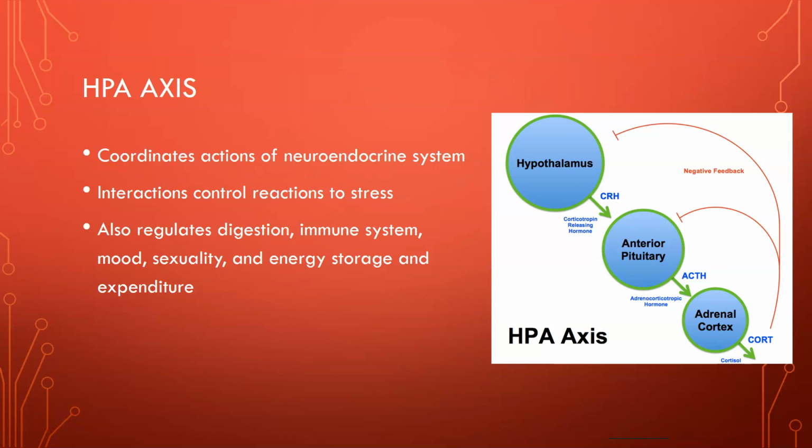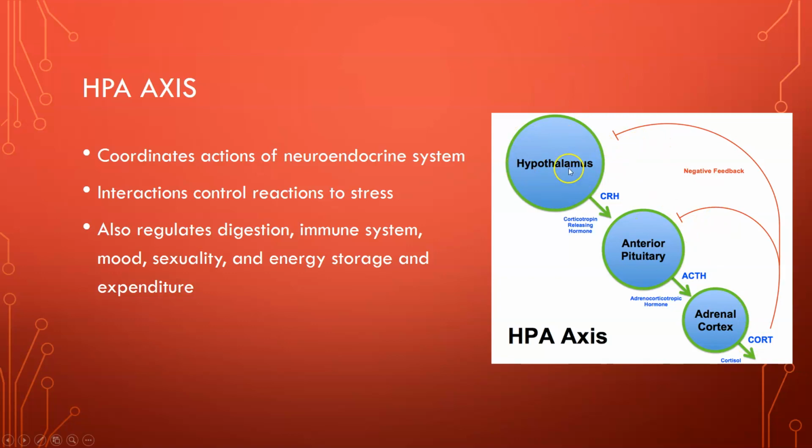A little bit on the HPA axis. It coordinates the actions of the neuroendocrine system. So HPA is hypothalamus pituitary adrenal. So stress and other types of metabolism here to deal with.